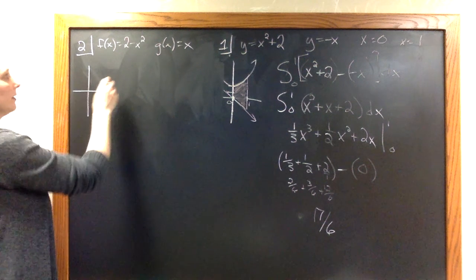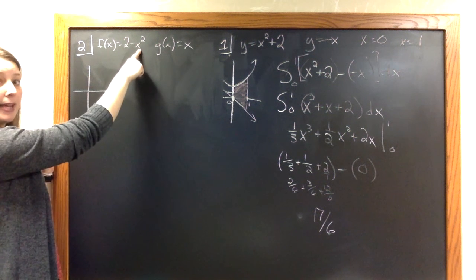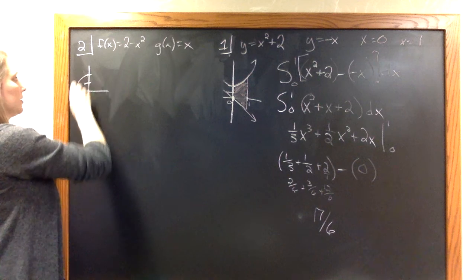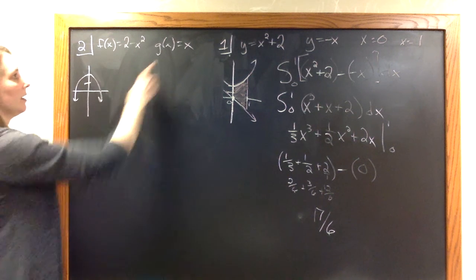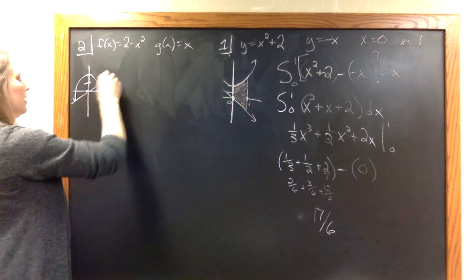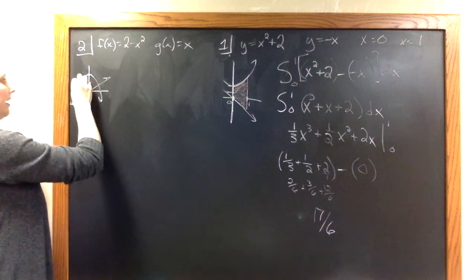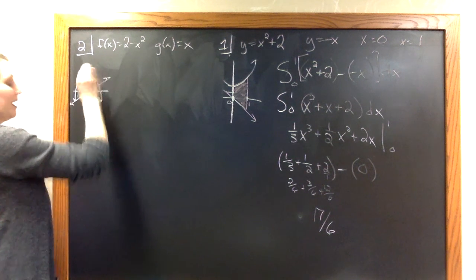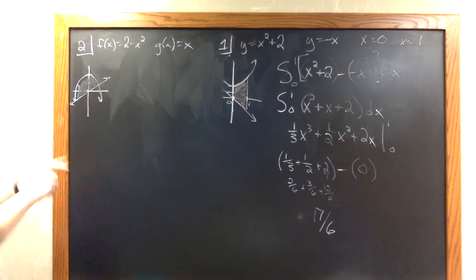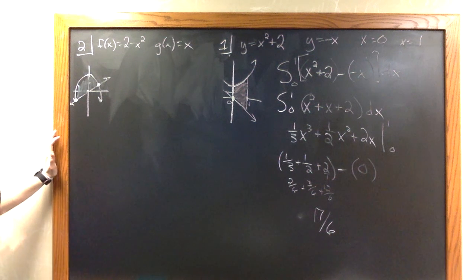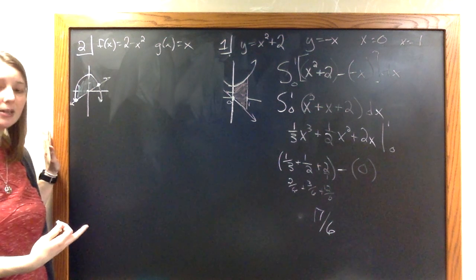First, we're going to graph it. This is a parabola that is going down and is shifted up 2. So it looks like this. And then we have y equals x, of course. Now, we are looking for this area between. They did not tell us what those two points are. We don't know what these intersection points are, so we have to find them ourselves algebraically.